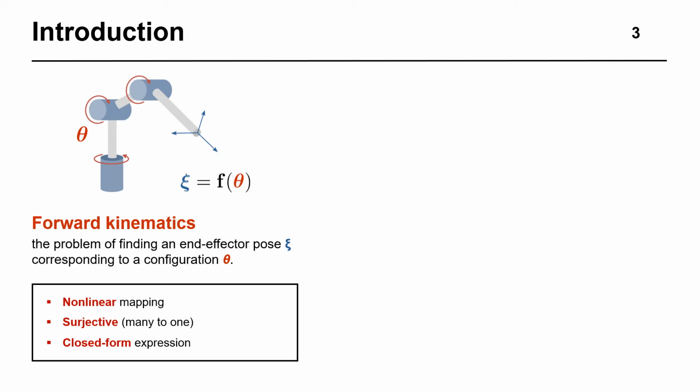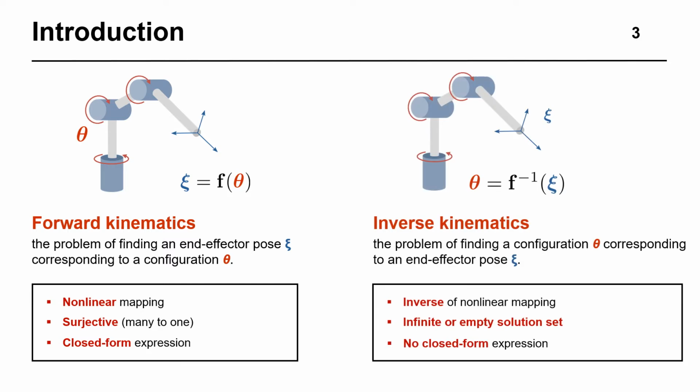The relationship between end effector poses and joint configurations can be established by analyzing the robot's kinematics. The robot's forward kinematics is a nonlinear mapping between joint configurations and end effector poses that can generally be derived in closed form. Conversely, a joint configuration reaching some desired end effector pose may be found by inverting the robot's forward kinematics. This is known as the inverse kinematics problem.